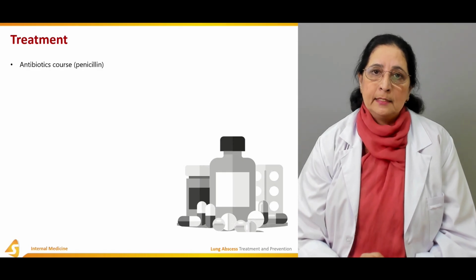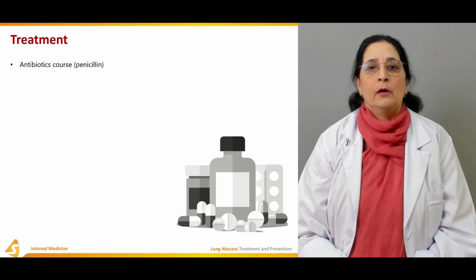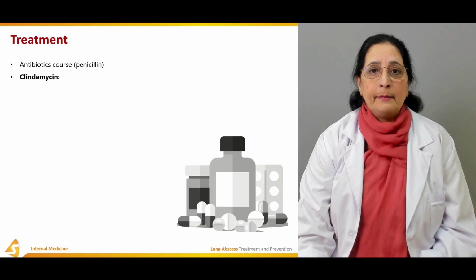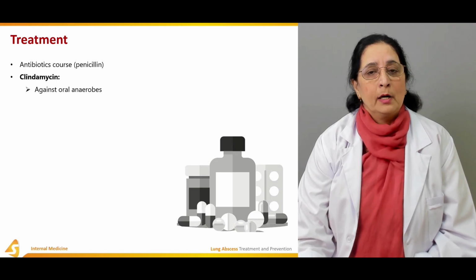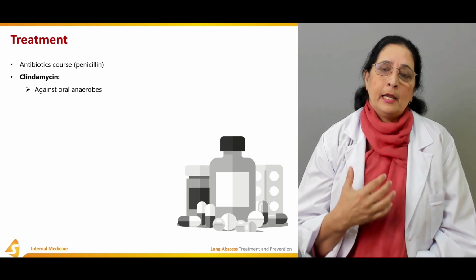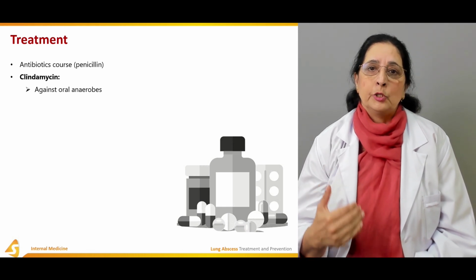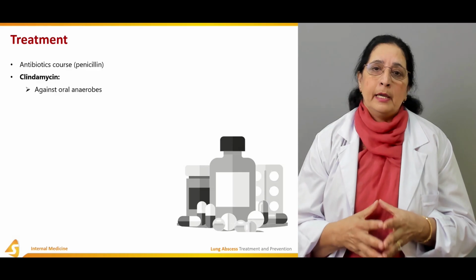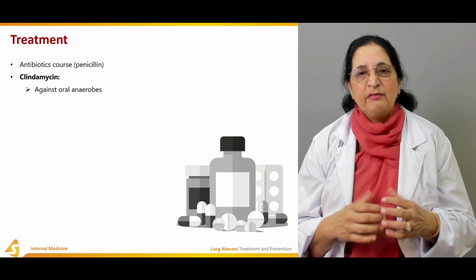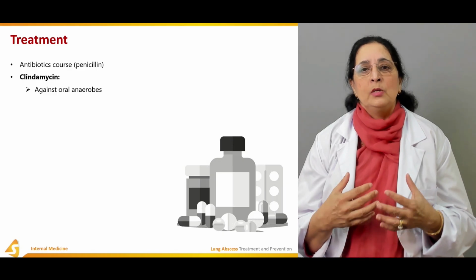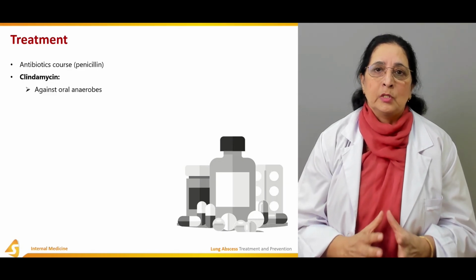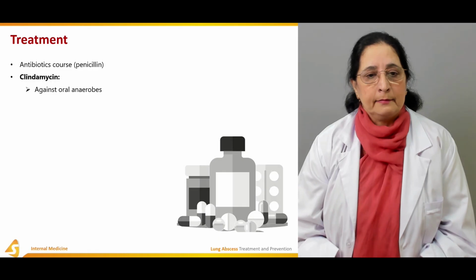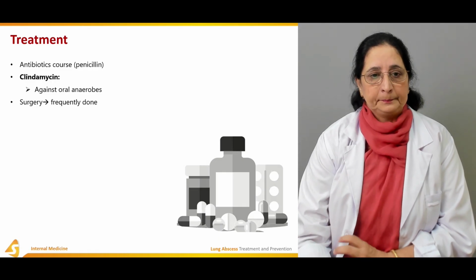Antibiotics, penicillin is very effective for the treatment of the lung abscess. So antibiotic course, the penicillin. Clindamycin against oral anaerobes. We mentioned that anaerobes are very commonly associated with the primary lung abscess, and the infections caused by anaerobes lead to foul smelling sputum, foul taste in the mouth. So all that is associated with anaerobic infection. So clindamycin again is very effective against the anaerobes.